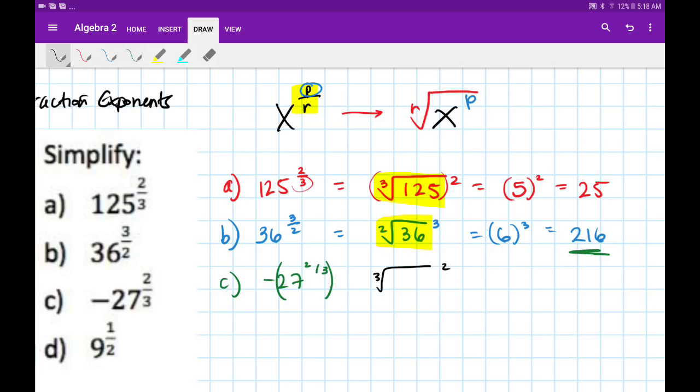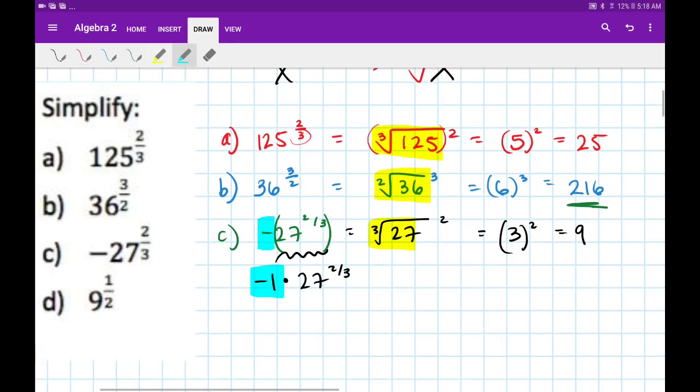This is like writing negative 1 times 27 to the 2/3. Okay, so we're going to take the cubed root of 27 and then square it. Cubed root of 27 is 3, and then 3 squared is 9. So what I just did there was this inside portion, but don't forget we have a negative 1 outside. I'll highlight it here, I'll highlight it over here. So our true answer is bringing down the negative, and then this was 9.